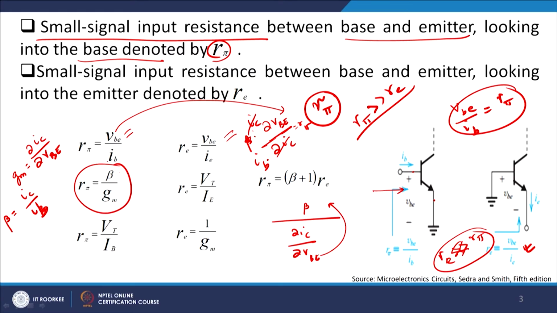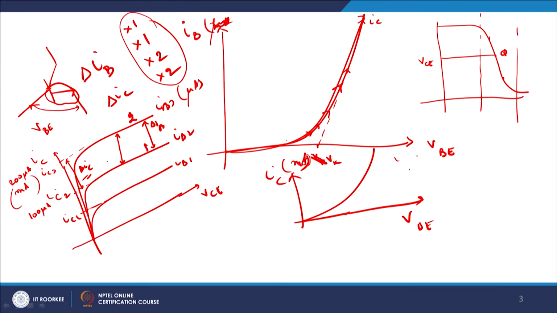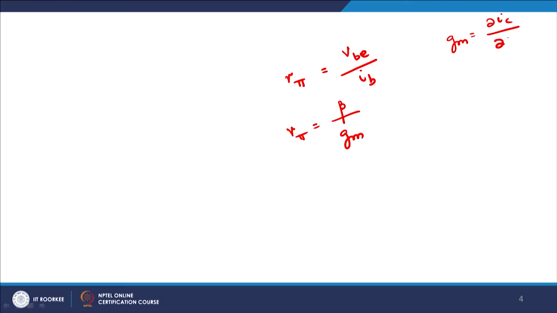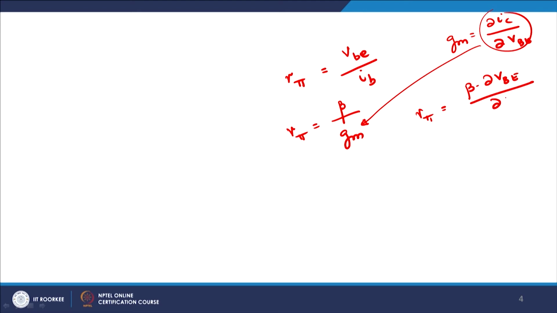I will do it once again if you want. R pi is given as VBE by IB. We also know R pi is given as beta by GM. We know GM to be equal to del IC del VBE. So if you put the value of GM in this equation, I get R pi equal to beta times del VBE divided by del IC.